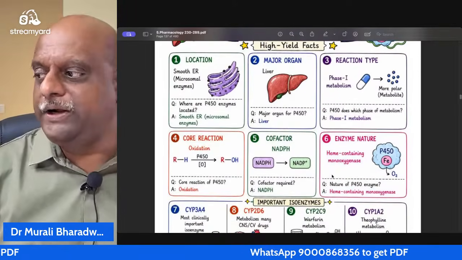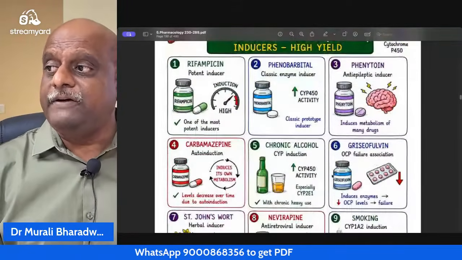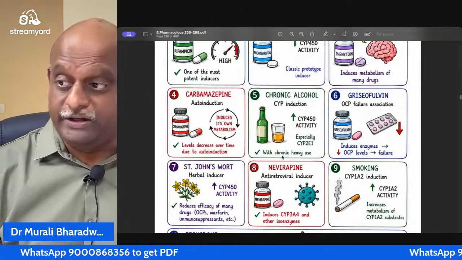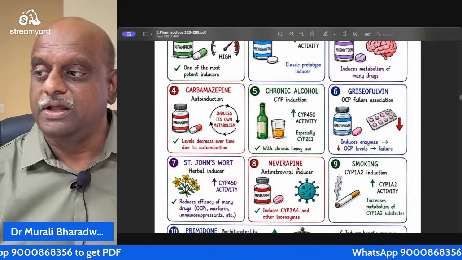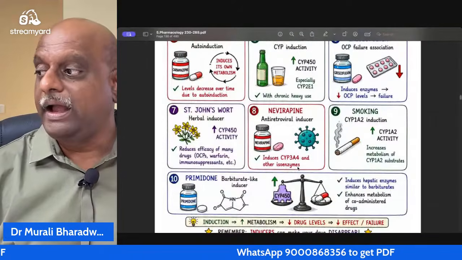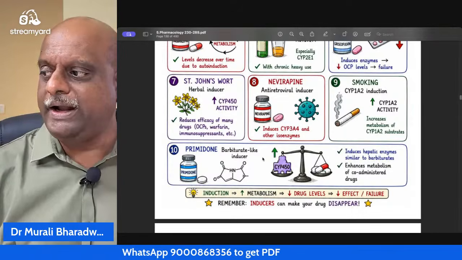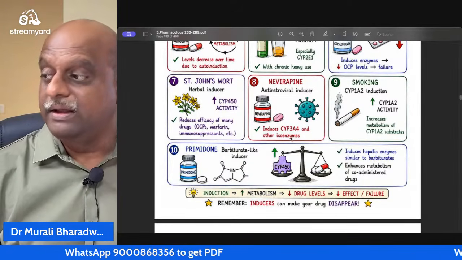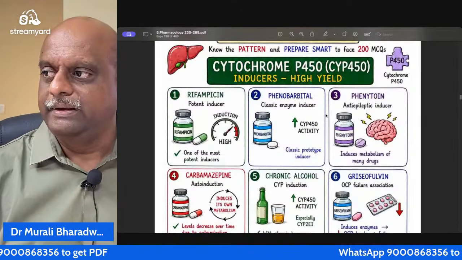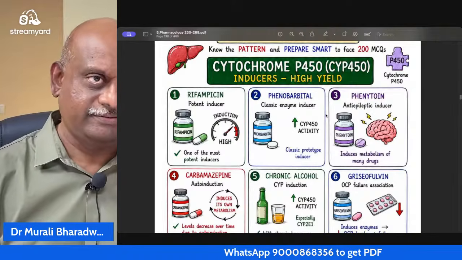P450, mainly you need to know what are the inducers and inhibitors. Rifampicin, phenobarbital, phenytoin, carbamazepine, chronic alcohol, griseofulvin, St. John's wort, nevirapine, and smoking, and primidone. This is a barbiturate. These are all the important inducers, frequently tested. Remember the list.